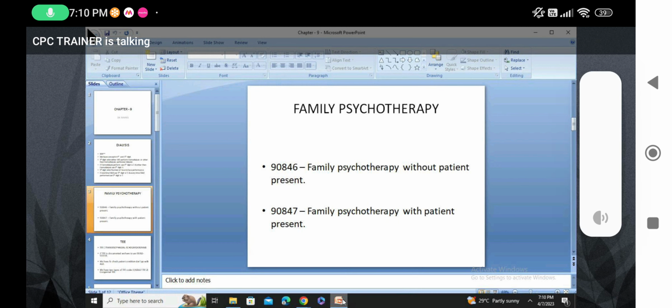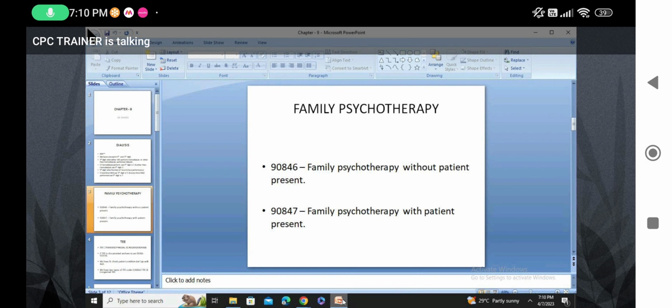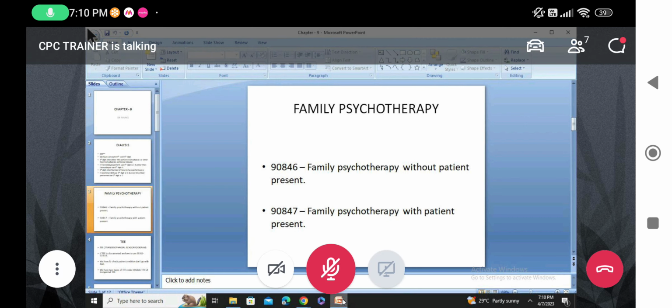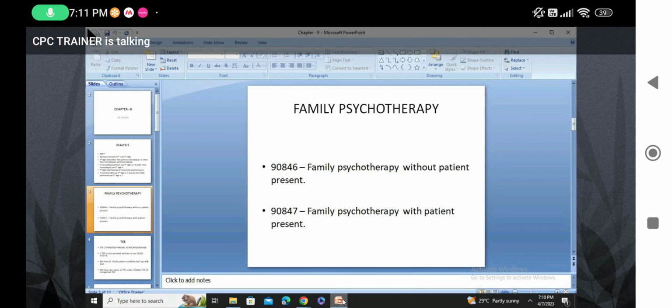So if the patient has a psychiatric condition, what the provider does is schedule one day a session for the entire family along with the patient. They discuss why it happened, what stress the patient has had. So everything they discuss. So this is called family psychotherapy. Very simple, we have only two codes, 90846 and 847. So what is the difference between these two?